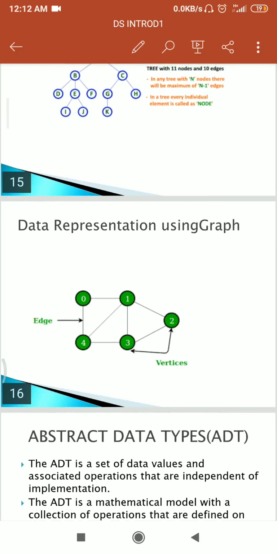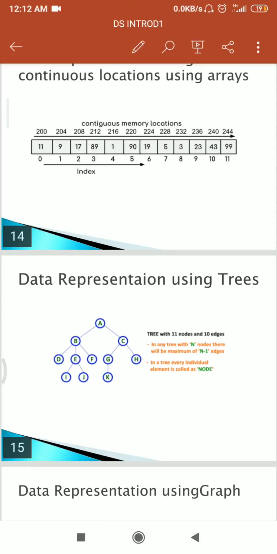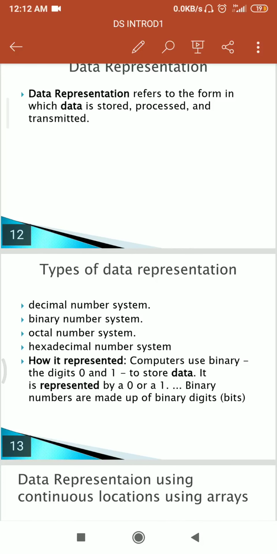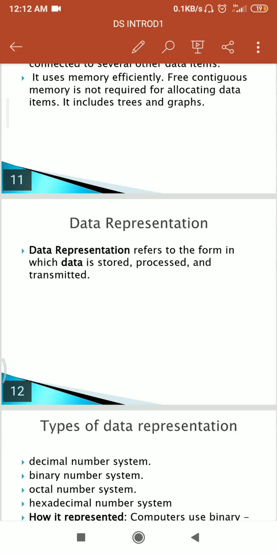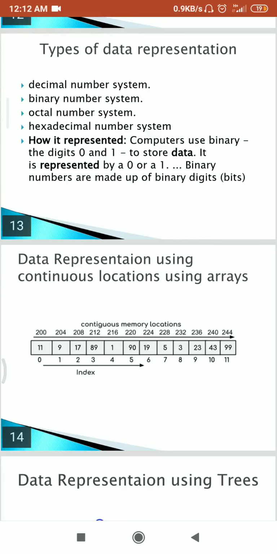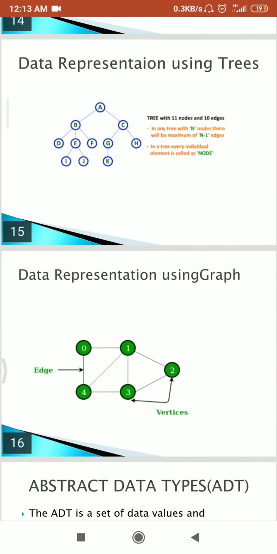So in this session I have given a clear idea about how the data will be represented. Before this session I discussed what a data structure is and the types of data structure. In this session I have discussed how the data will be represented. That is the new concept here. The data might be represented in different models, just like continuous locations, like arrays, or in the tree fashion, just like parent, child, child's children, and it might be stored in the graph fashion.